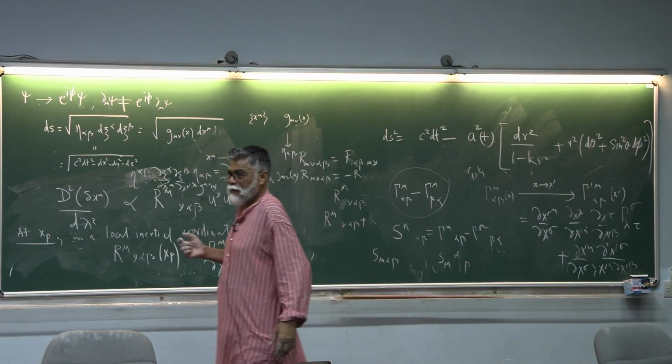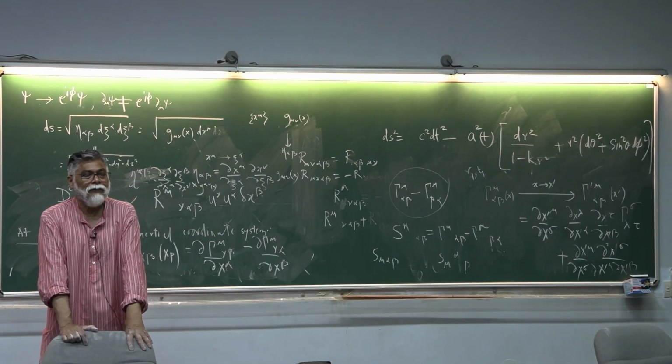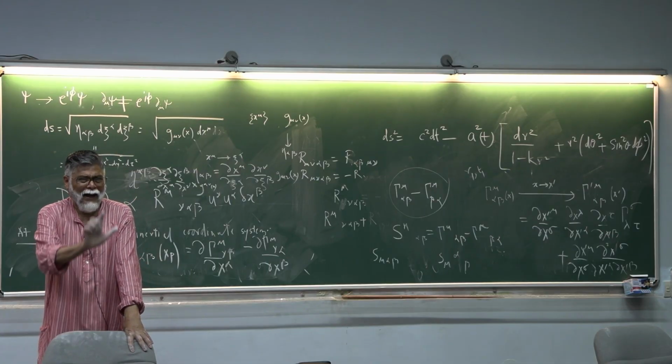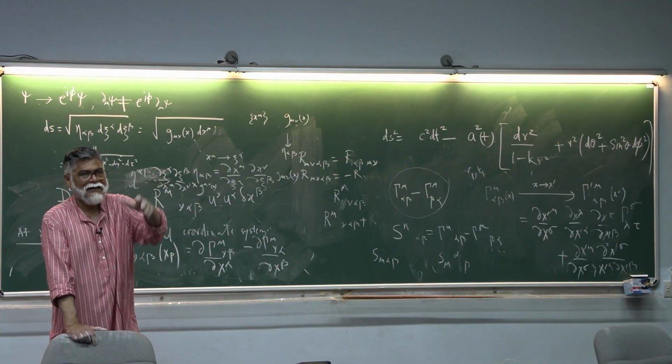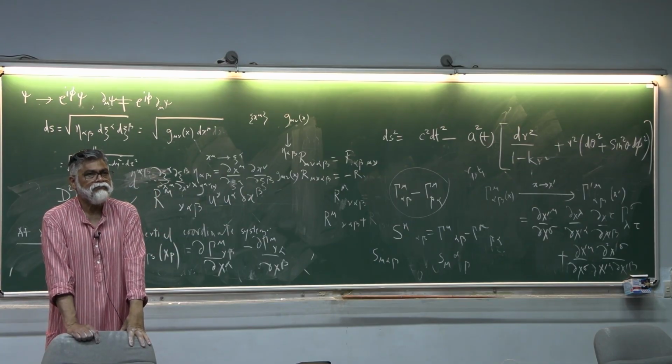I've seen some books which talk about these Christoffel symbols of the first and the second kind. Yes, I will talk about it in the next lecture. So the mu, where exactly?